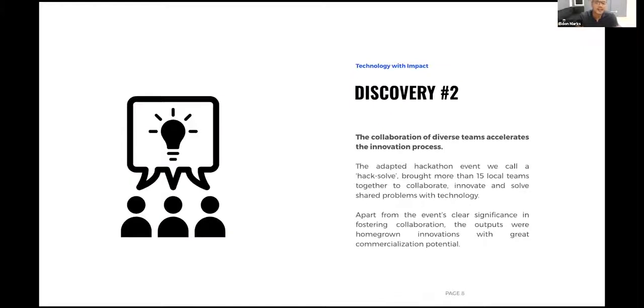The discovery from this is that collaboration of diverse teams accelerates the innovation process without a doubt. We were able to bring together more than 15 local teams to collaborate and innovate and solve shared problems with technologies. And these particular outputs or proofs of concept, which were built over a period of 3 days, had immense commercialization potential as well, and they represented endogenous innovation, which was quite a discovery from here.